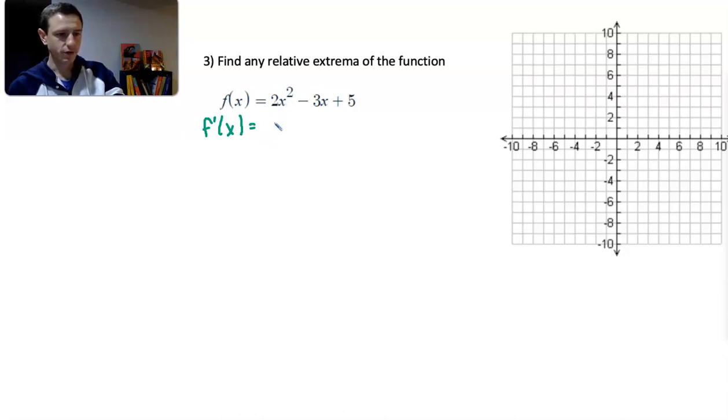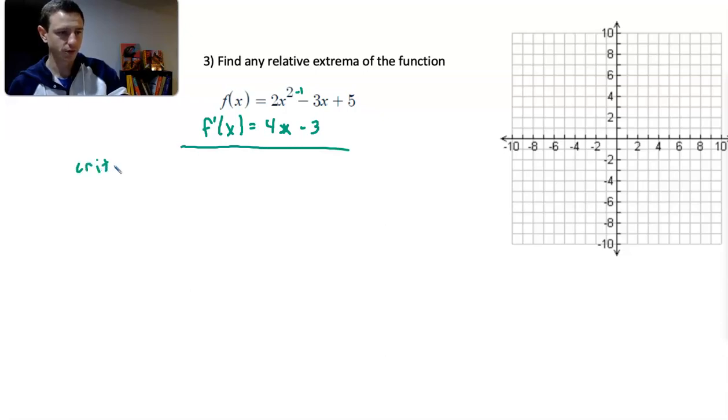So the derivative is going to be 2 times 2, which is 4x. 2 minus 1 is 1, so there's 4x there. Minus just 3. So that's going to be 1 minus 1 is 0, so the x drops out. 5 is a constant, so we have nothing there. So there's our derivative.